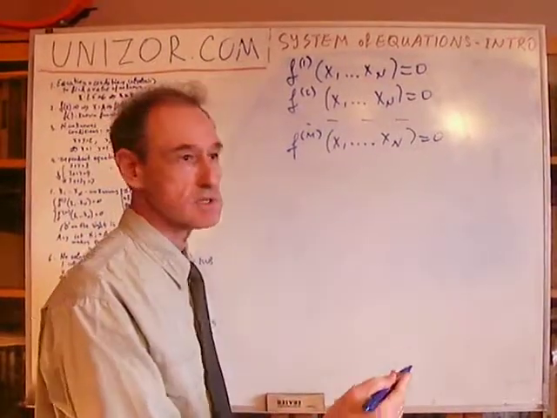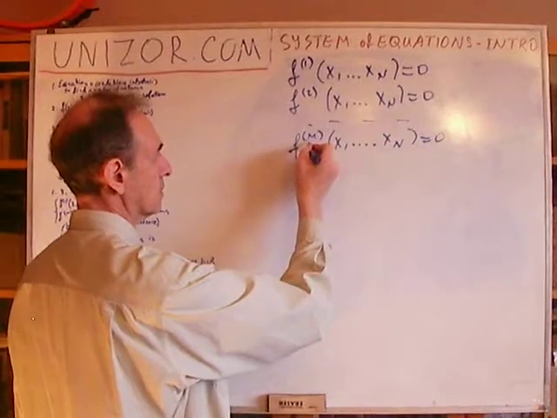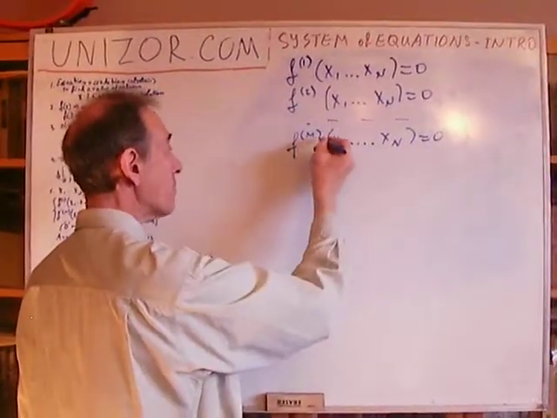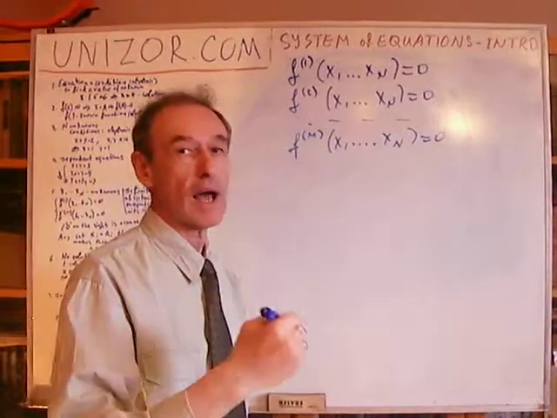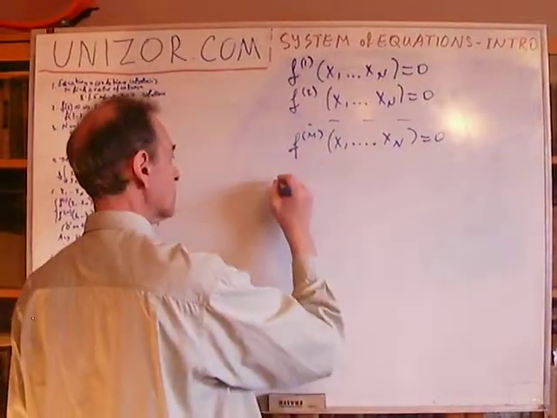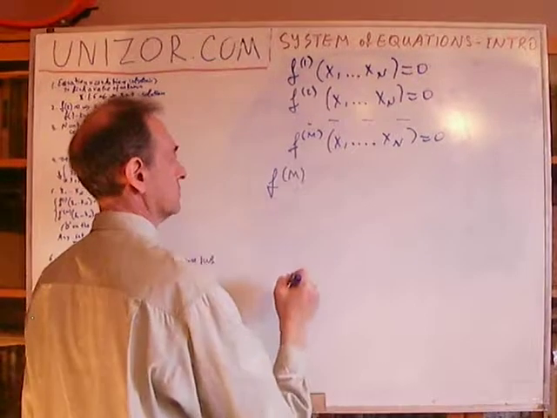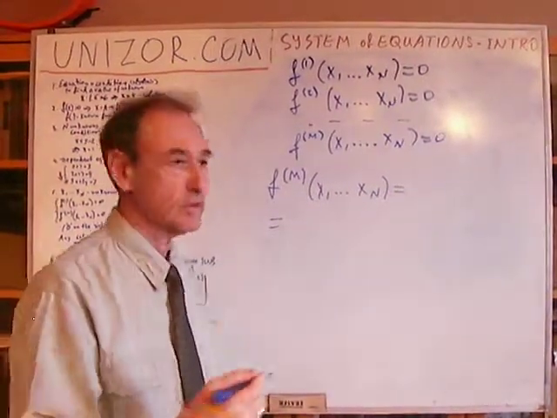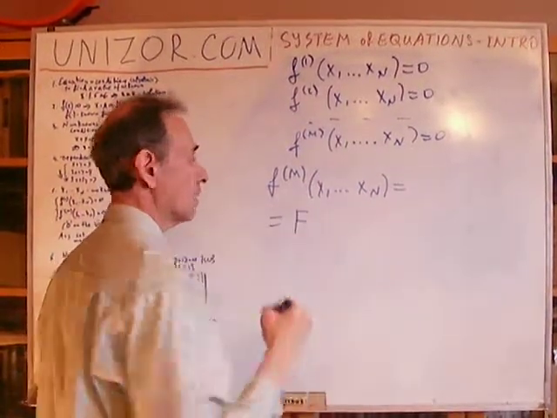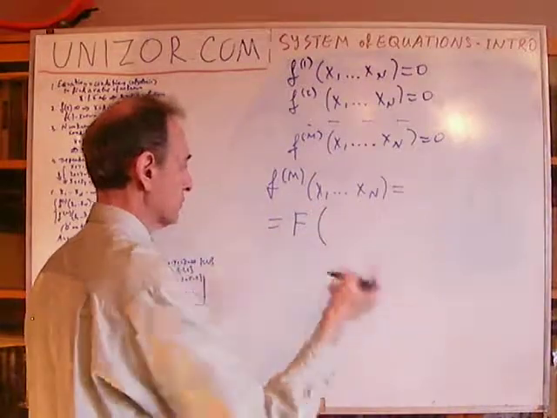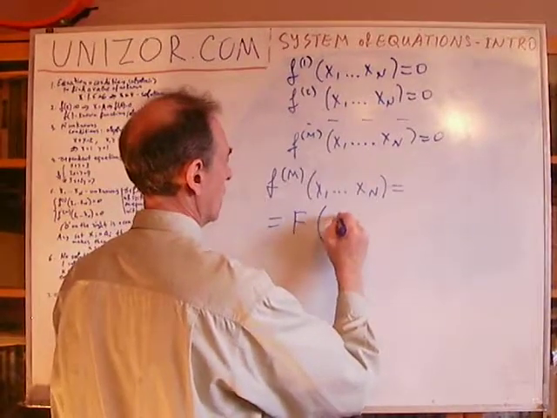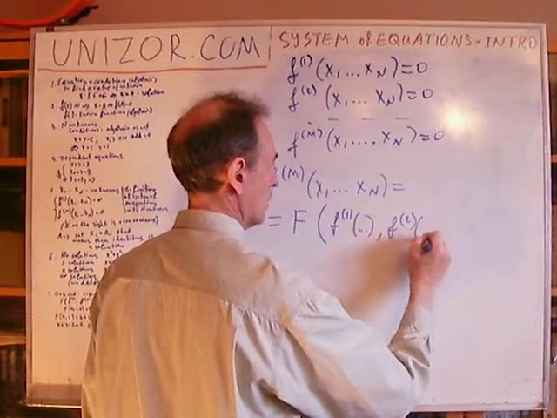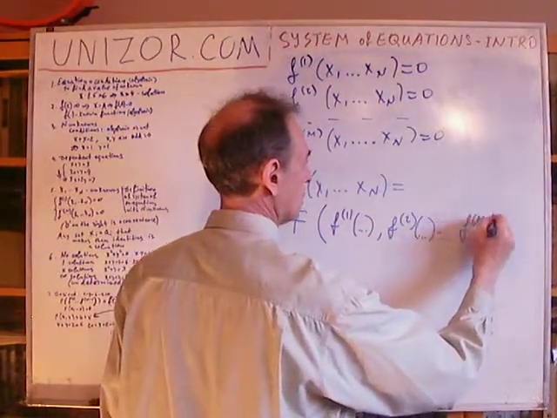Let me just, for definitiveness, talk about derivation of the last one, the f m-th function, or equation actually, from the previous ones. What does it mean that the m-th equation is derived from the previous m minus 1 equations? It means the following, that the function itself can be derived from the previous functions using some derivation function f, which is supposed to be known: f1, f2, fm minus 1.